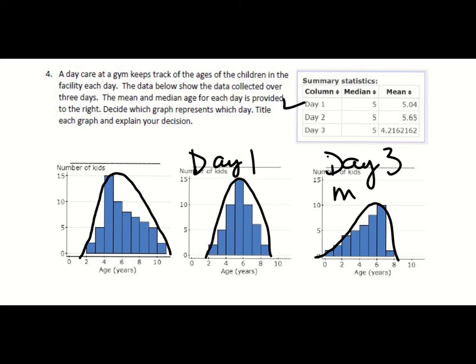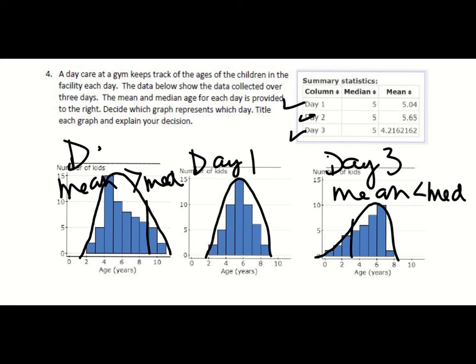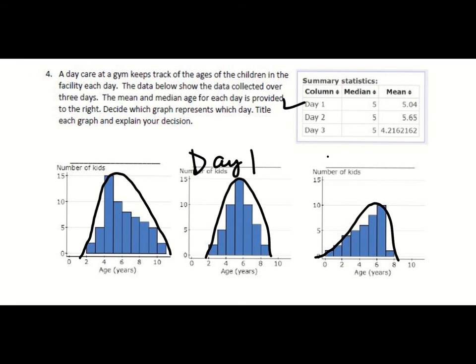Because my mean is smaller than my median. And then this one, you kind of have your mean pulled up, so my mean is greater than my median. So this is day 2. That's how you tell: you look for where more of your tail is.